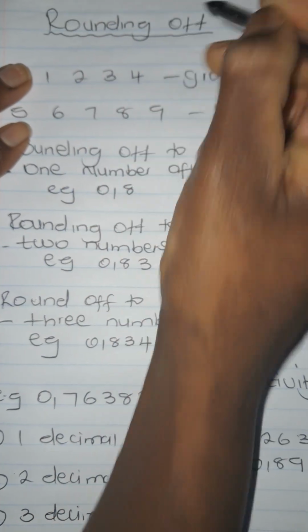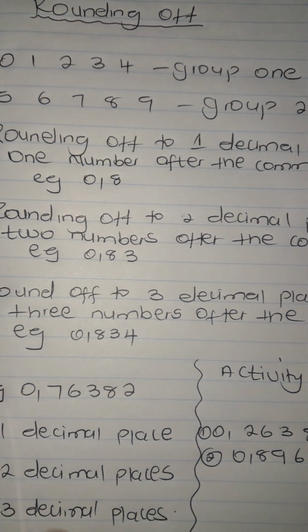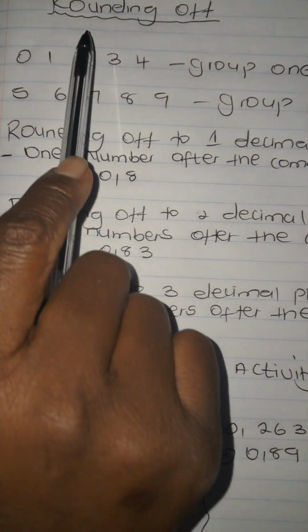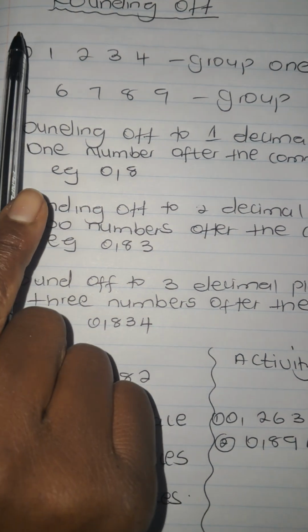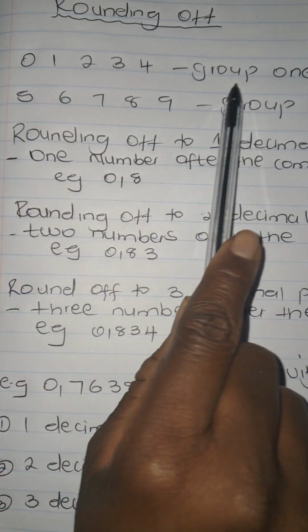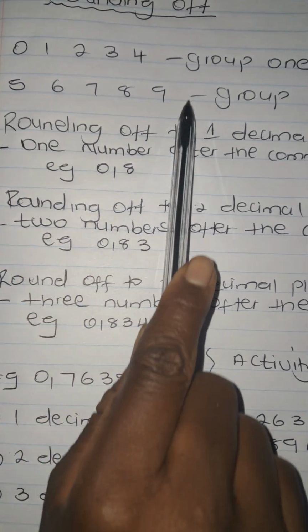So our focus topic today is rounding off in decimals. If you are to round off decimal numbers, this is the first thing, like these are the notes. These are the numbers after the comma. This is when you are focusing on the numbers after the comma.